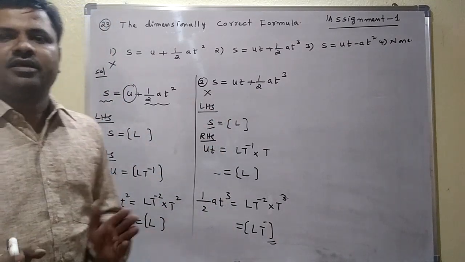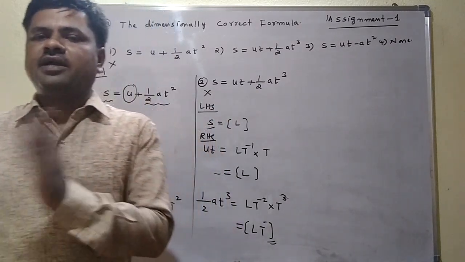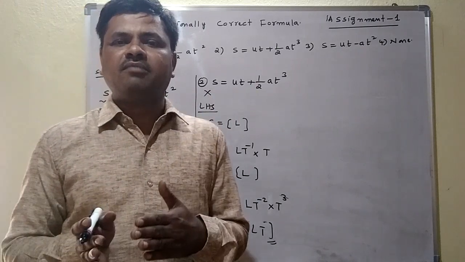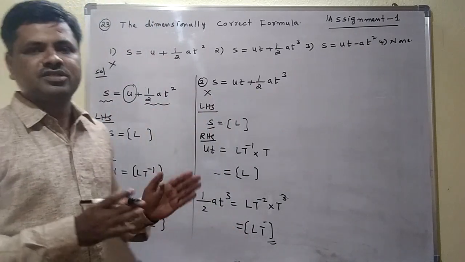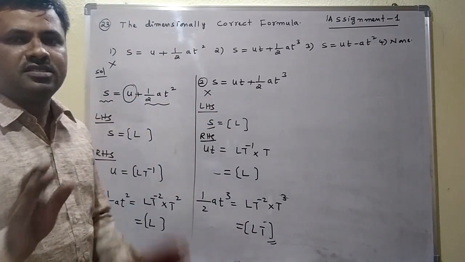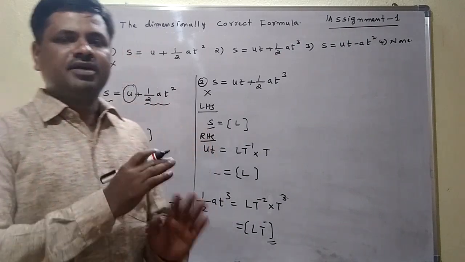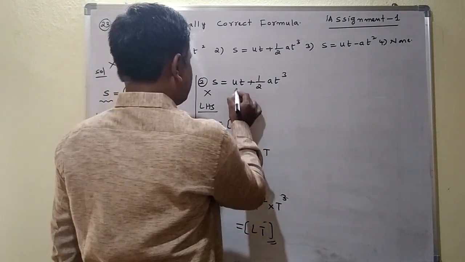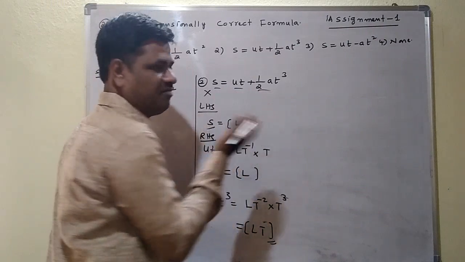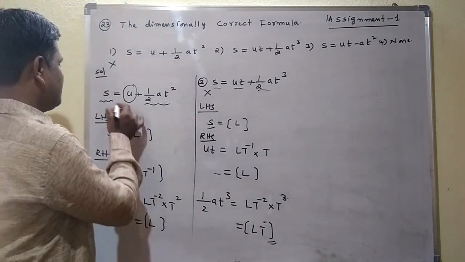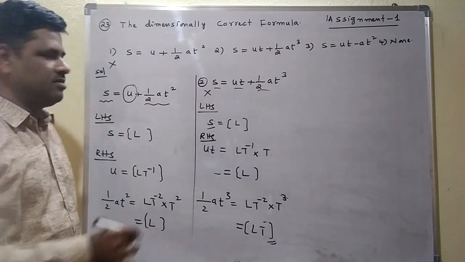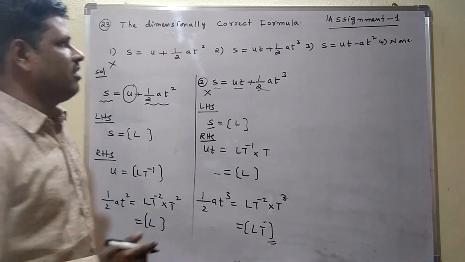When it is correct, every term in the LHS and every term in the RHS has the same dimensional formula. Then only that equation is dimensionally correct. This is one concept for solving this type of question. In this option, this term has the same dimension but this one is different. So it is also not correct.